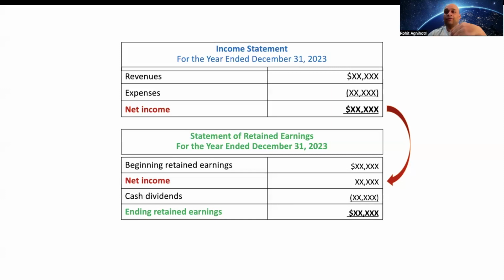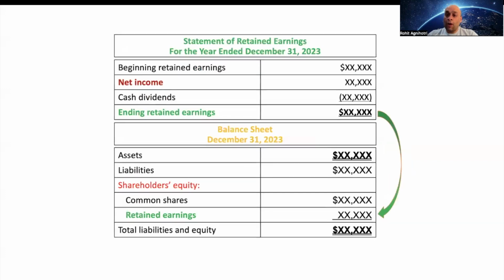So the information from the income statement in the form of net income or net loss flows to the statement of retained earnings. From the statement of retained earnings, the ending retained earnings balance flows to the shareholders' or owner's equity side of the balance sheet in the form of your ending retained earnings balance.